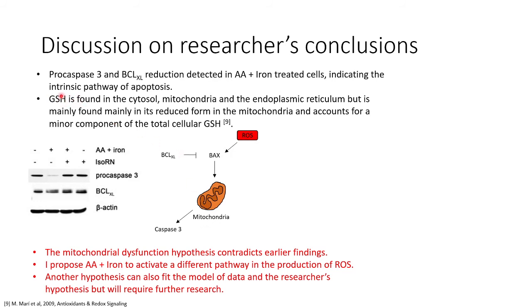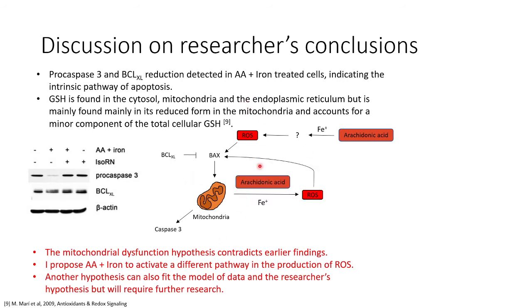The glutathione data had also been shown what I believe to be insignificant due to the fact that the total cellular glutathione within the cell is only minor in the mitochondria, and therefore I believe and I hypothesize that arachidonic acid, when catalyzed by iron, activates a different pathway which increases the reactive oxygen species within the cell rather than the mitochondrial dysfunction hypothesis that the researchers propose.